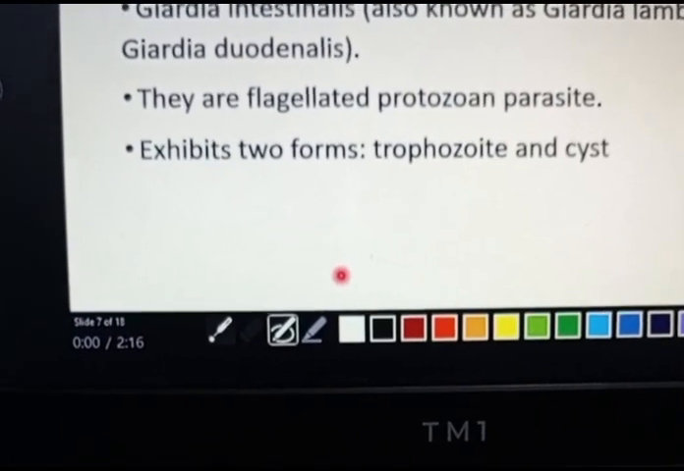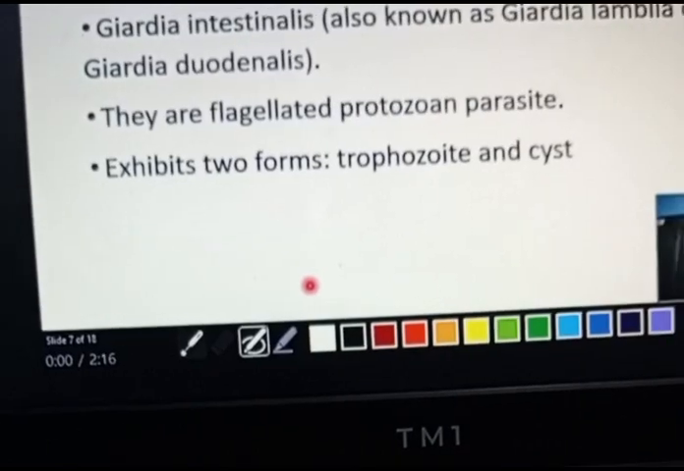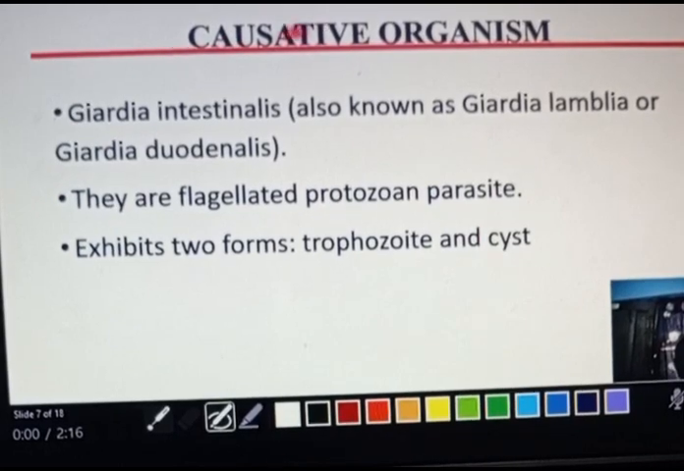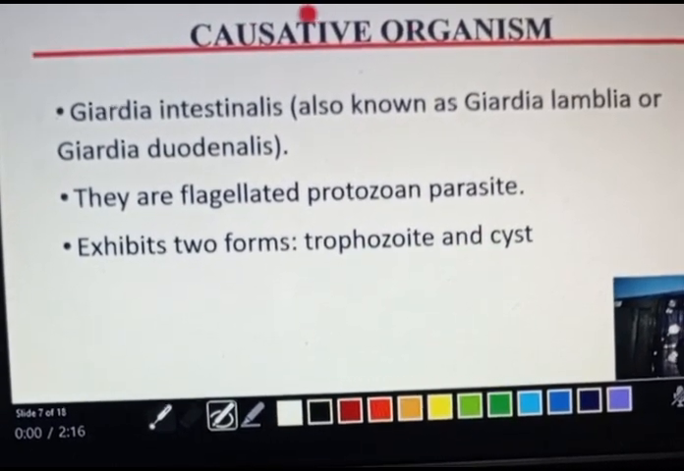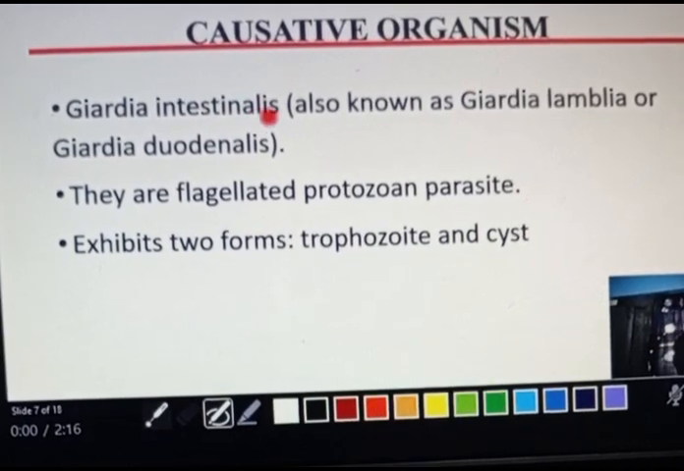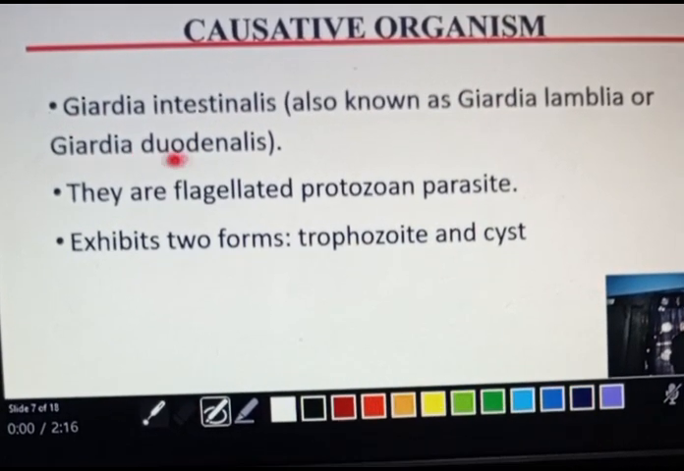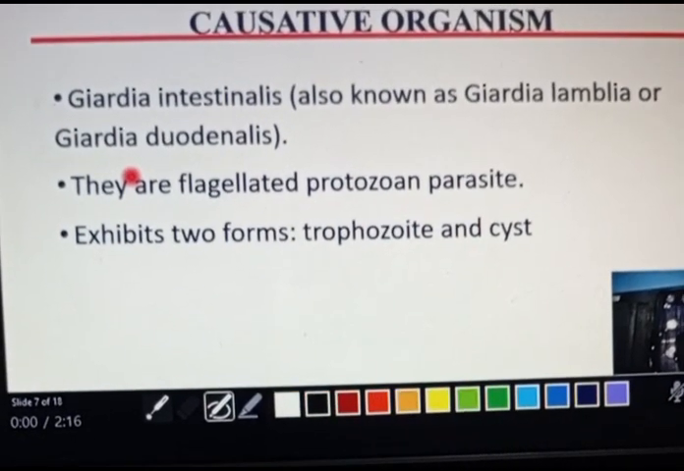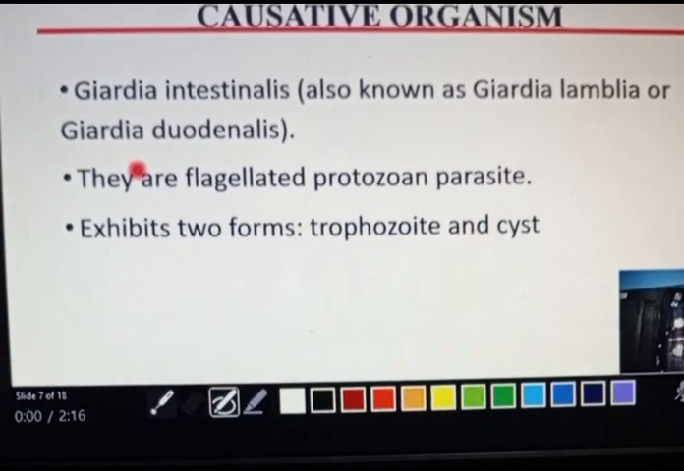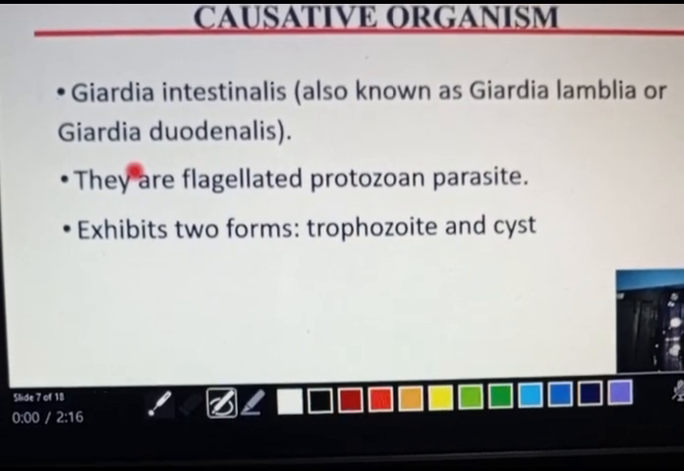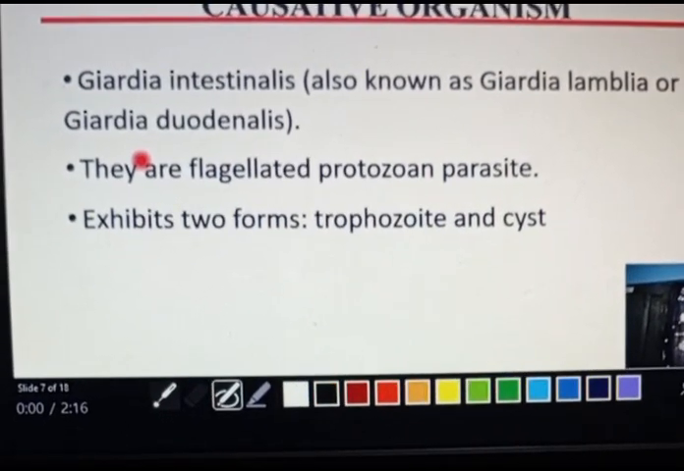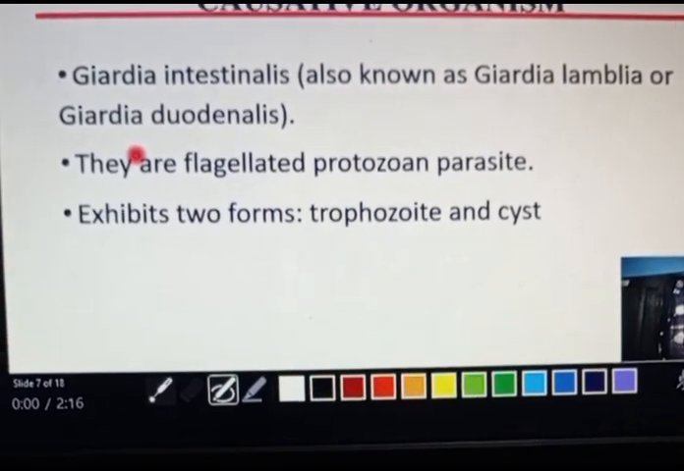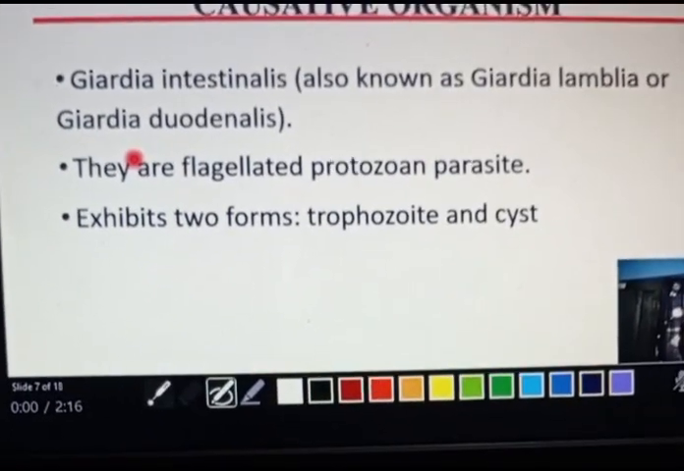Now we look at the causative organism, the organism responsible for causing the infection or the disease. Giardia intestinalis, or Giardia lamblia, or Giardia duodenalis, these organisms are responsible for causing the disease Giardiasis. Morphologically, they are flagellated protozoan parasites. They are flagellated in nature and they exhibit two forms. We have the trophozoite and we have the cyst form.